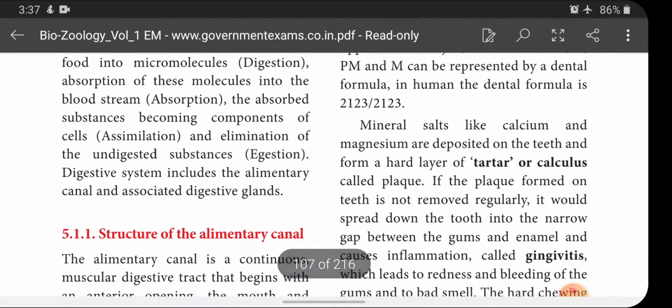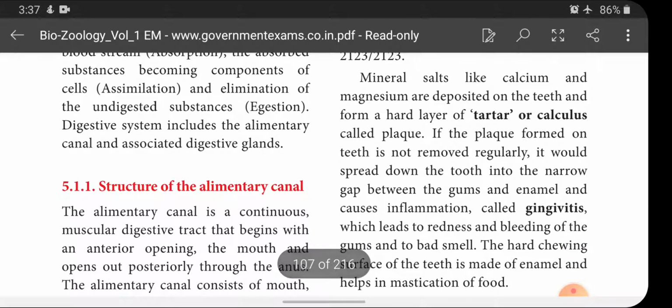Mineral salts like calcium and magnesium are deposited on the teeth and form a hard layer of tartar or calculus, called plaque. If the plaque formed on the teeth is not removed regularly, it would spread down the teeth into the narrow gap between the gums and enamel and cause inflammation called gingivitis.